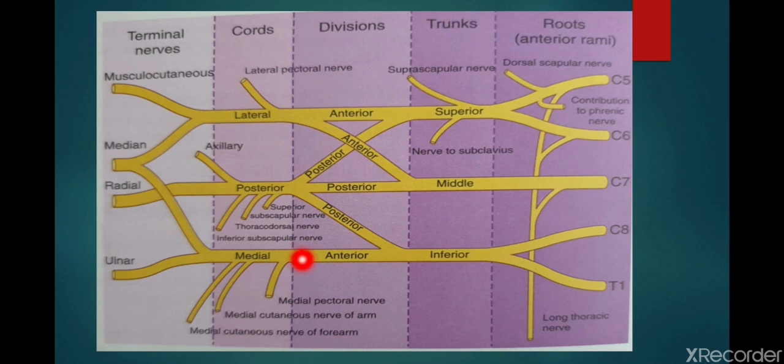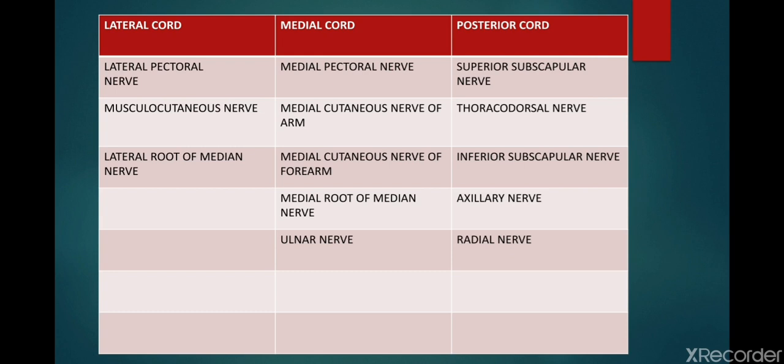The medial cord gives rise to another 5 branches. One is the medial pectoral nerve, medial cutaneous nerve of arm, medial cutaneous nerve of forearm, ulnar nerve and medial root of median nerve. Okay, so this slide will show us what cord gives rise to which branches.